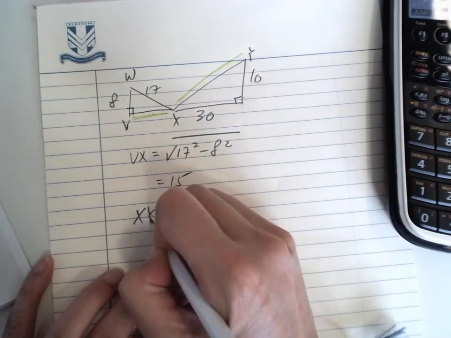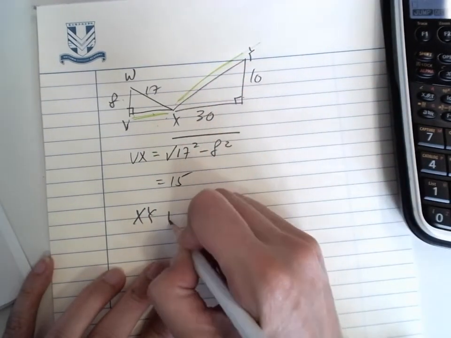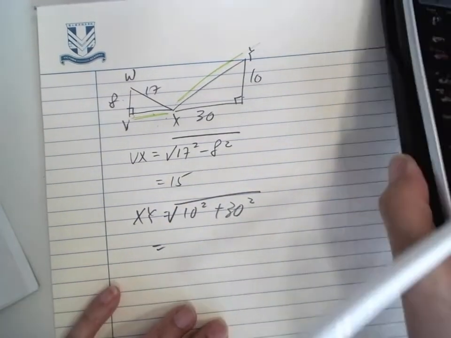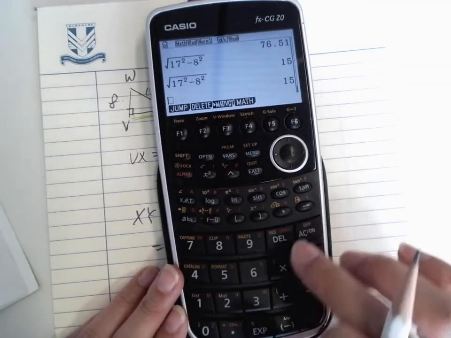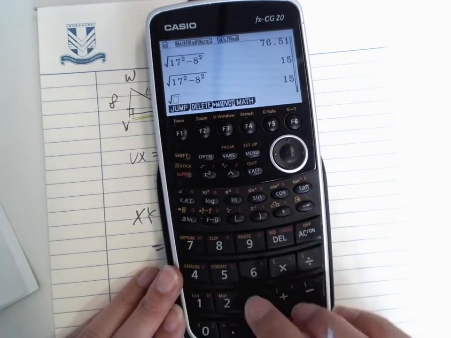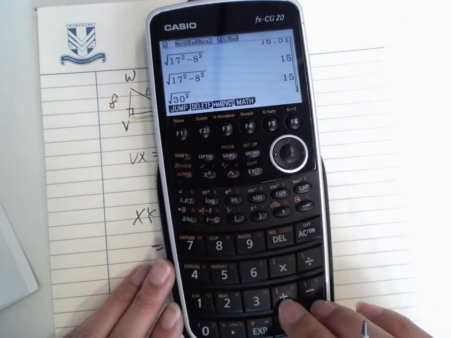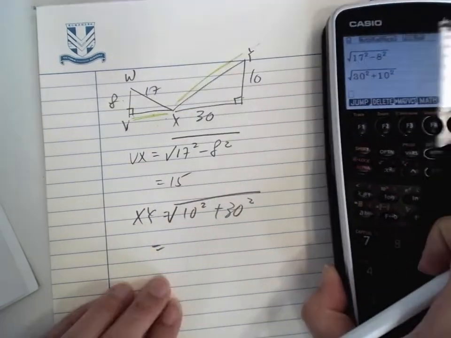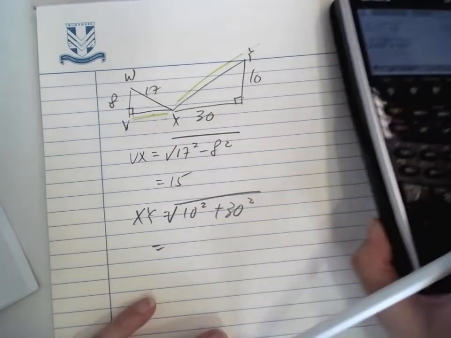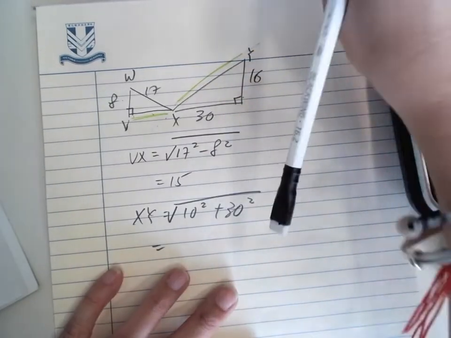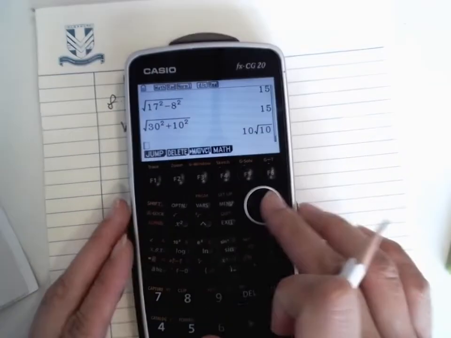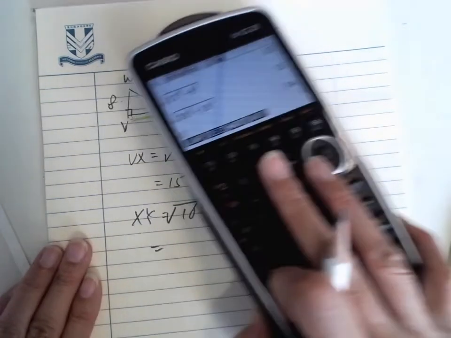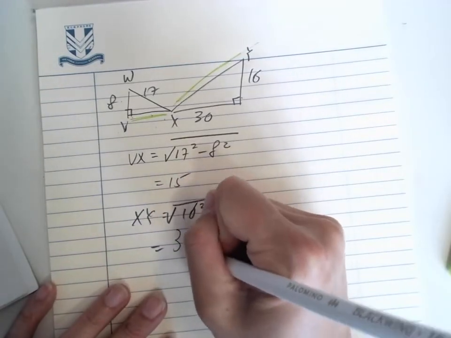And then XY is the hypotenuse. So we have the square root of 16 squared plus 30 squared. Oh, sorry, this is 16. My bad. All right, let's do it again. Yep, that should become a very good number. So now we got 34 here.